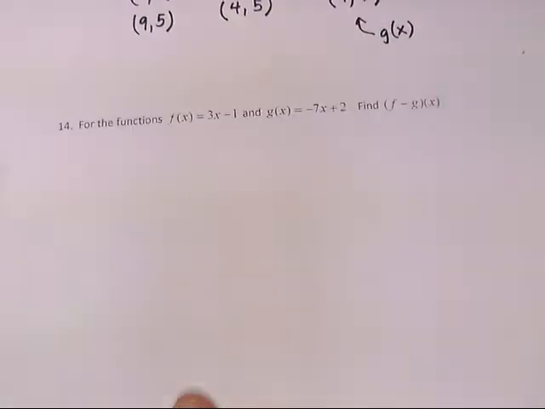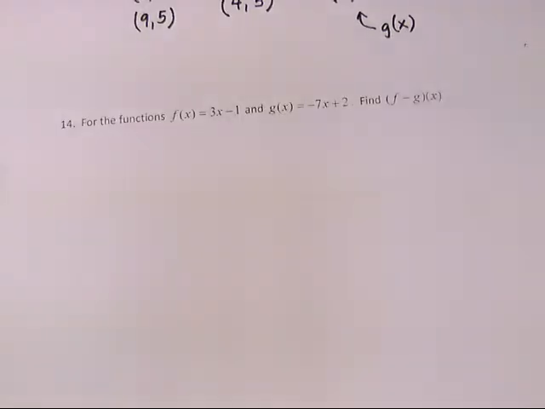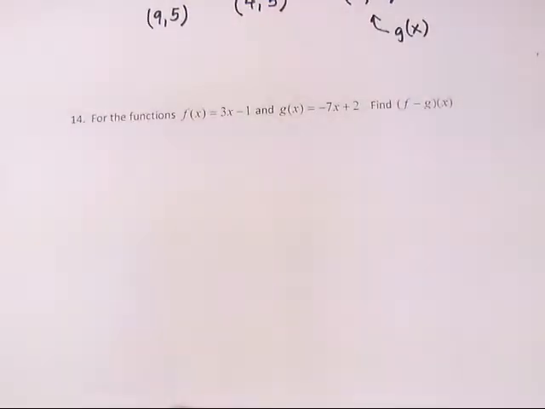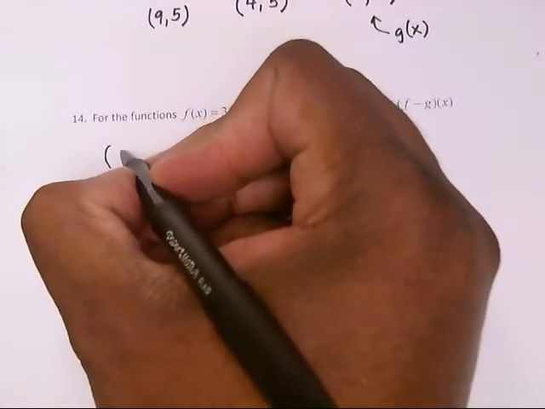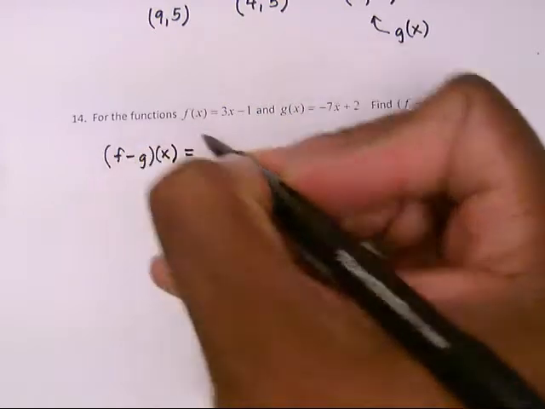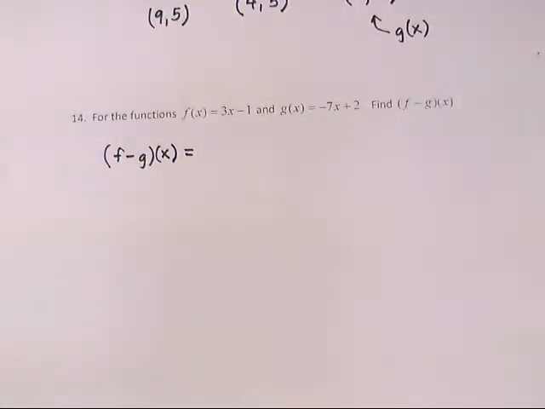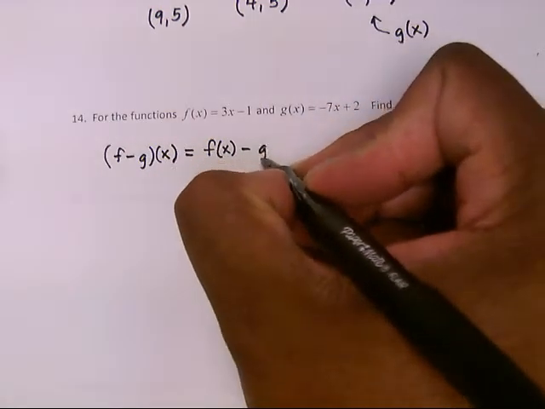Alright, number 14. Here we're going to subtract two functions f and g. We've got f of x equal to 3x minus 1, and g of x is equal to negative 7x plus 2. And we're going to subtract by doing f minus g of x. Well, f minus g of x is the same as f of x minus g of x.